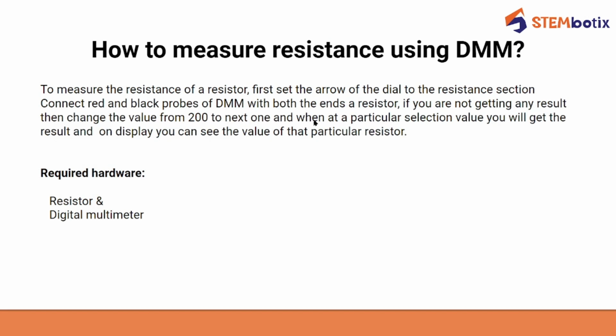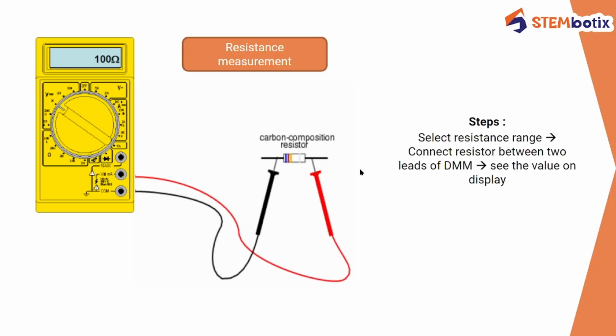So to the next one, and when a particular selection value, you will get the result, and on display you can see the value of that particular resistor. Until you don't get a result or any digits on the display, just change the selection area one by one. And when you get a digit, any digit on this display, you will have your answer by that.